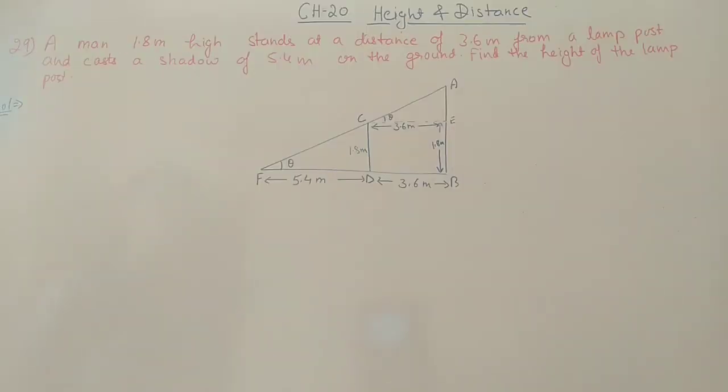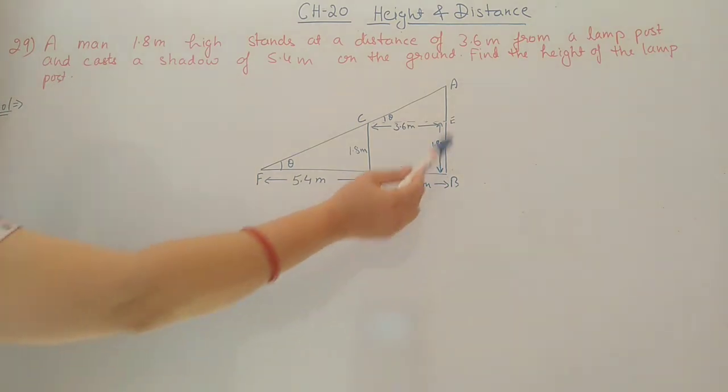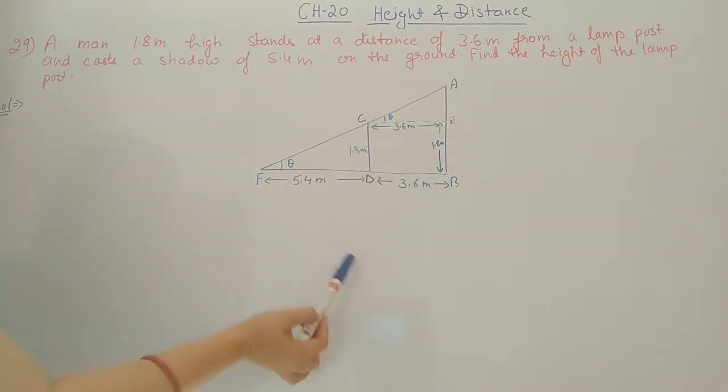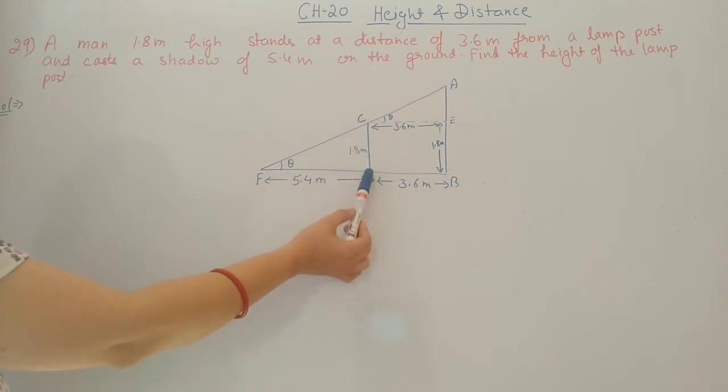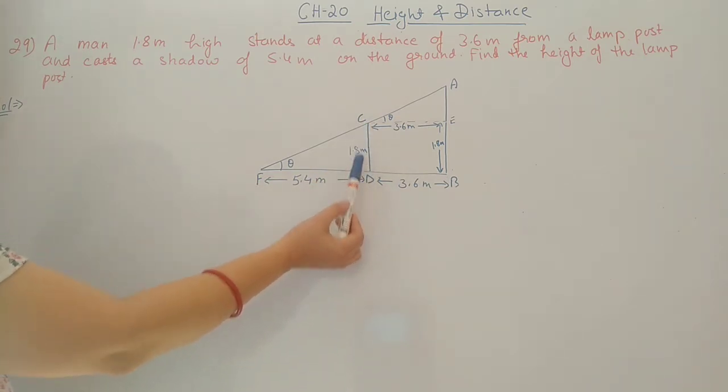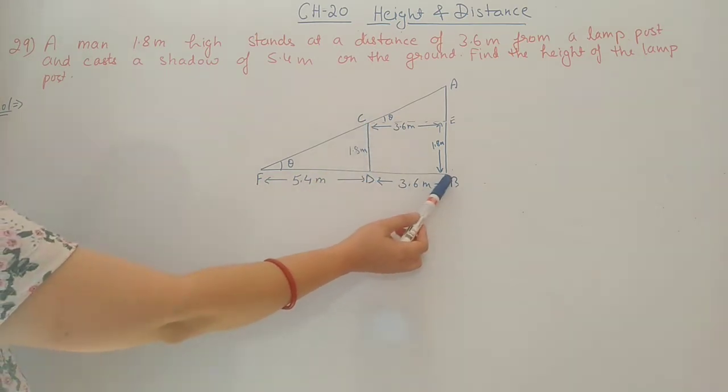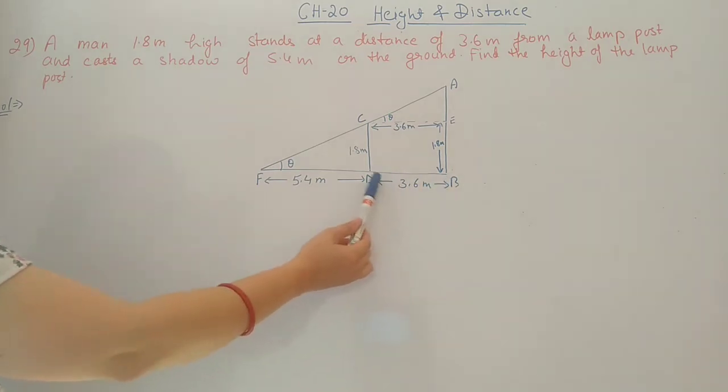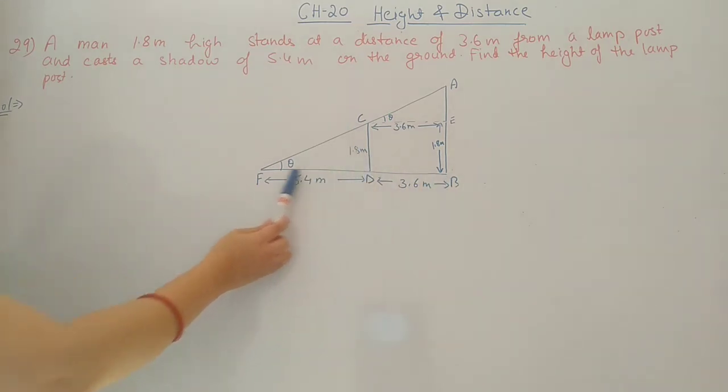Question number 29. A man 1.8 meter high stands at a distance of 3.6 meter from a lamp post and casts a shadow of 5.4 meter on the ground. Find the height of the lamp post. So here you can see this AB is the lamp post, and this man CD is the height of the man, 1.8 meter, and he is standing 3.6 meter from this lamp post, and this is the shadow, 5.4 meter.